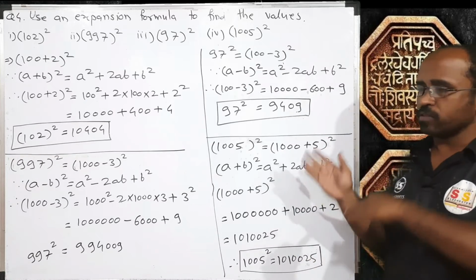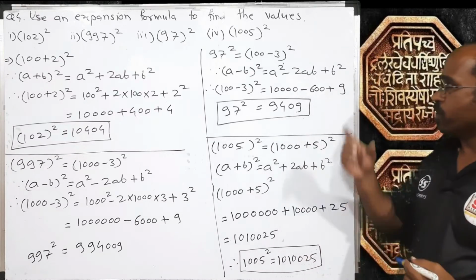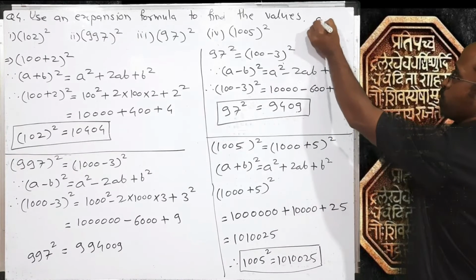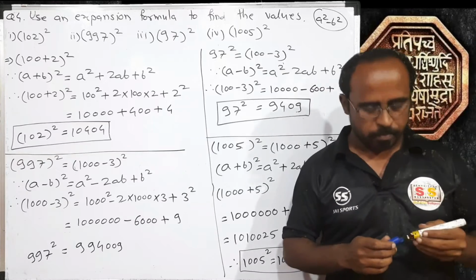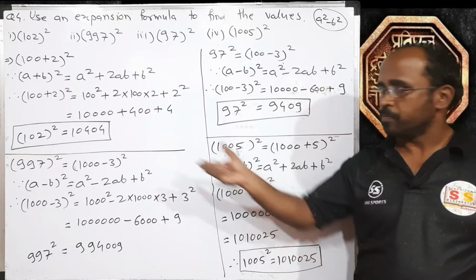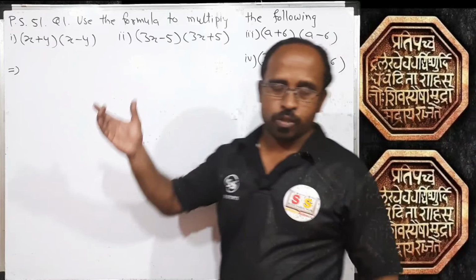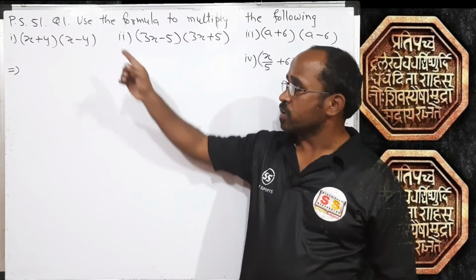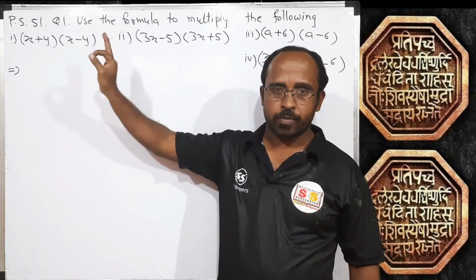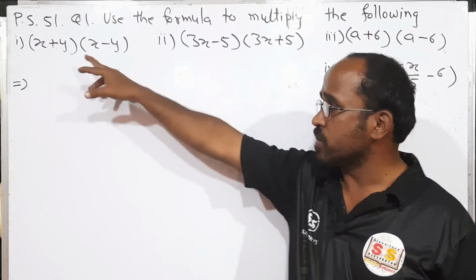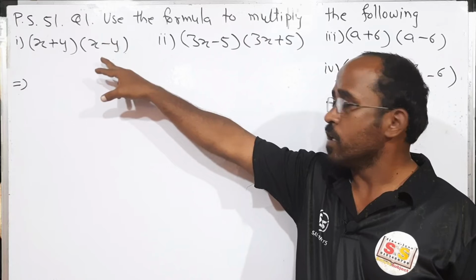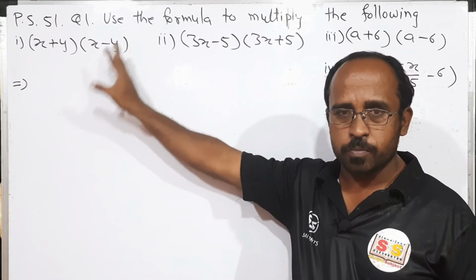Now we will shift towards the next kind of example where we have to use the formula of a square minus b square, which we haven't used for so much time. So please take a screenshot of the screen or note down the problem. Students, next question is question number 1 from practice set 51. The question is, use the formula to multiply the following. First question is, in the first bracket x plus y, in the second bracket x minus y.